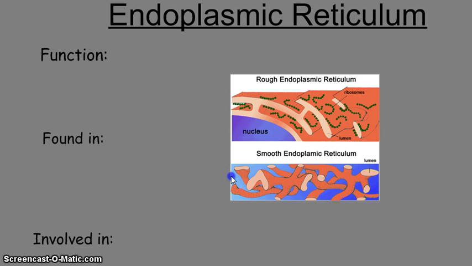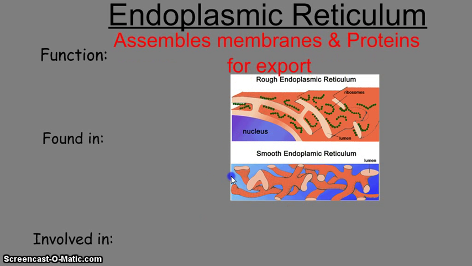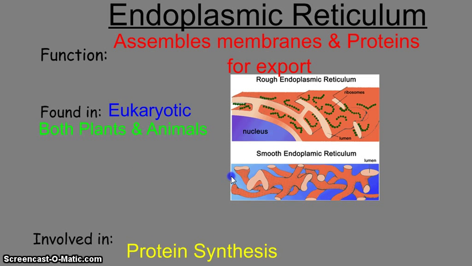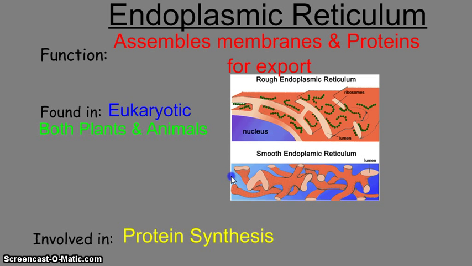Here's the endoplasmic reticulum. We also abbreviate this ER, and you can see the endoplasmic reticulum here. It's usually right outside the nucleus. That's for ease of the genetic information getting to the makers of the protein. Its job is to assemble the proteins and then make the membranes so that it can be exported to the correct places. And it's found in eukaryotic cells only. Both plants and animals have endoplasmic reticulum. Its main process it's involved in is protein synthesis.